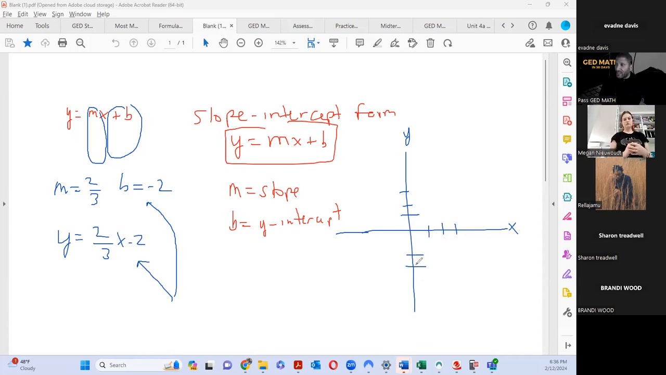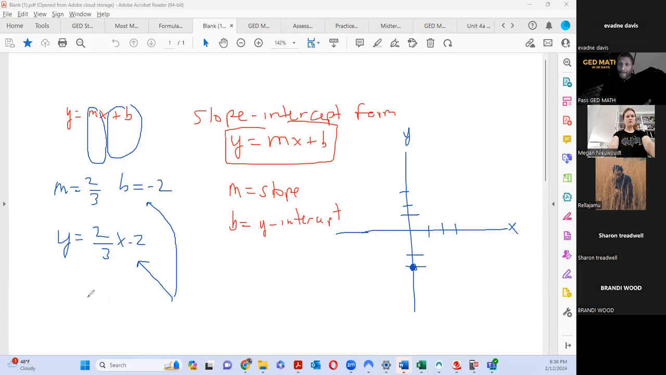Right on the y-axis at -2, right there. That's easy. Okay, how many points do you need to make a line? You need at least 2. So now I have 1 point. I need my second one.